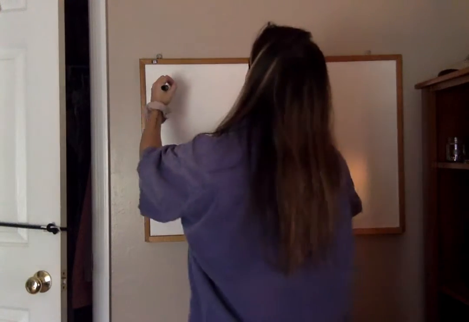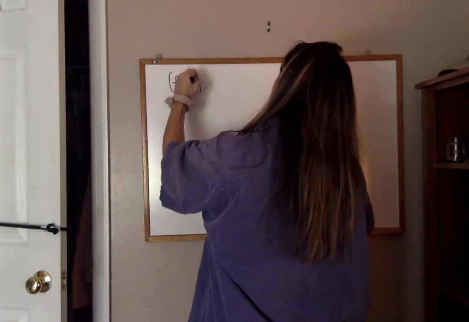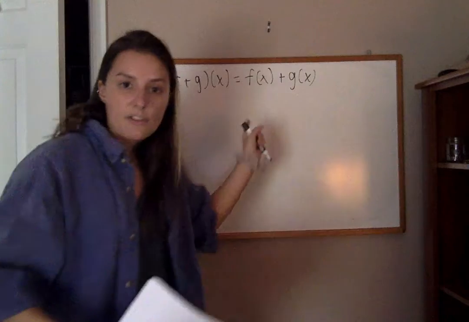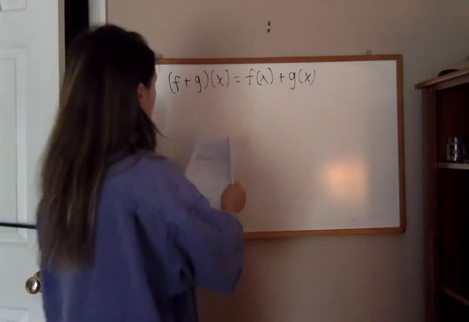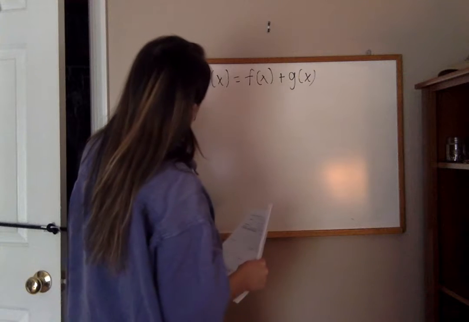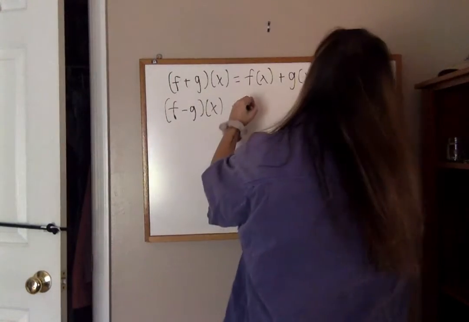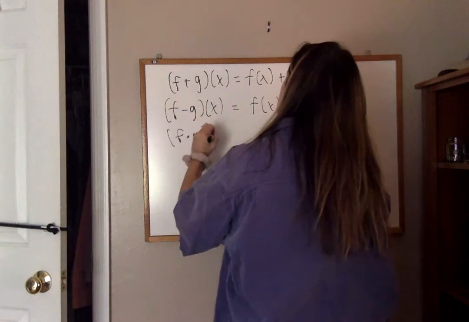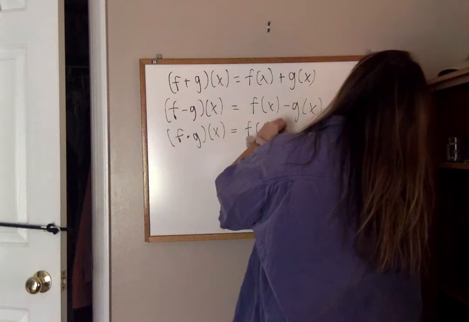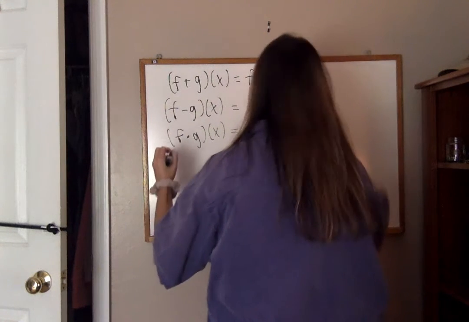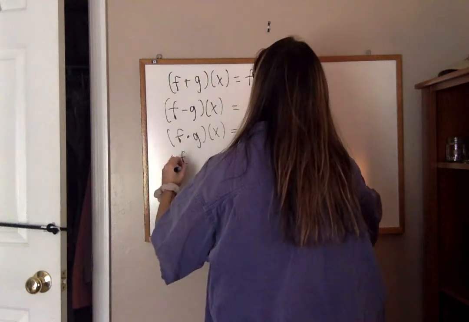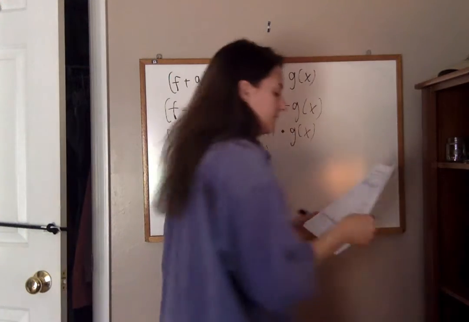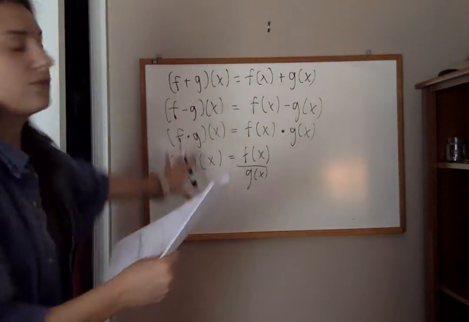F plus g of x equals f of x plus g of x, where f of x and g of x are two different functions here. Okay? F minus g of x, as you would think, f of x minus g of x. And then this same process for multiplication and division. Okay, so these are pretty straightforward operations.